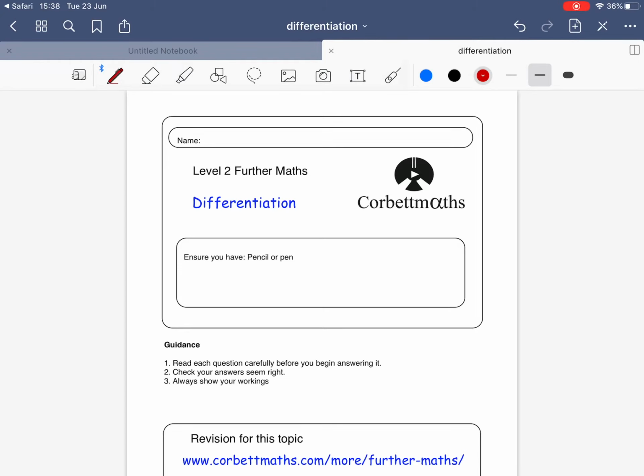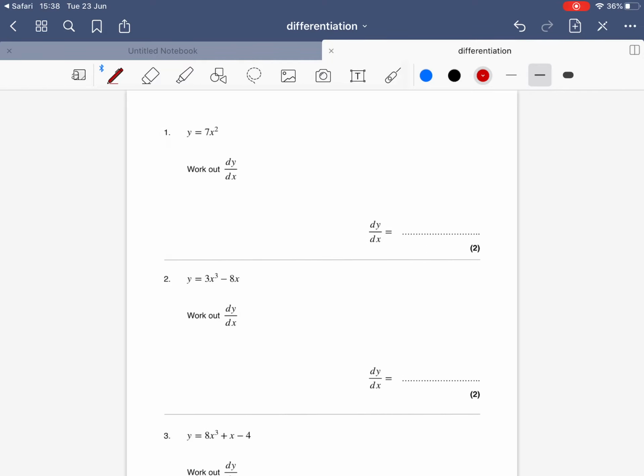Okay, so it's just going to be a really quick video on differentiation. Differentiation is used to basically find the rate of change on graphs. It's super easy to do. So we'll start with some easy questions, and then I will go on to some harder questions.